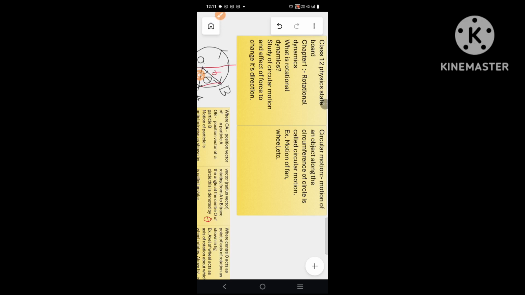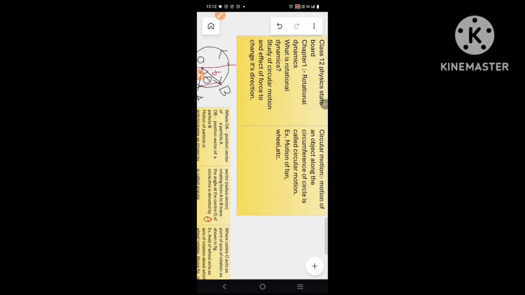Hello guys, today we are going to study physics, a new chapter, chapter number 1 from the physics of class 12 state board. The chapter name is rotational dynamics. Let us know what rotational dynamics is.